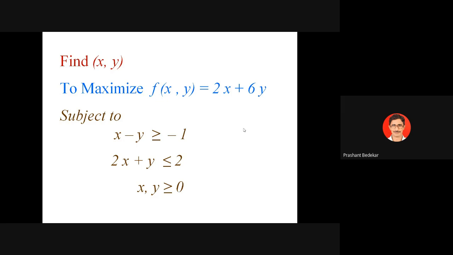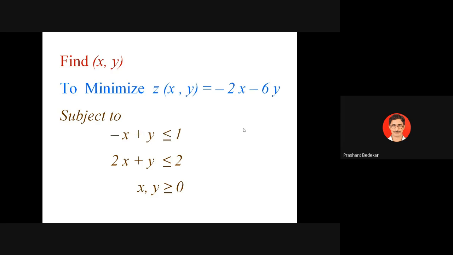Okay. The second constraint is already less than equal to type, but the first constraint is to be converted into less than equal to type. How to convert? Basic mathematics: multiply both sides of the inequality by minus 1. The nature of the inequality changes. So I can write the first constraint as minus x plus y less than equal to 1. So see, I have made the changes.